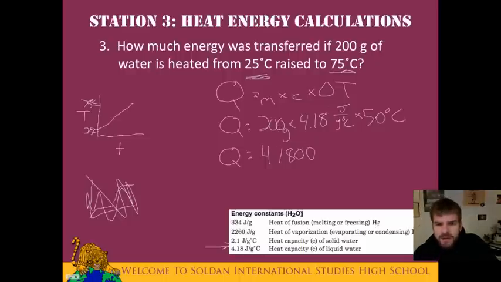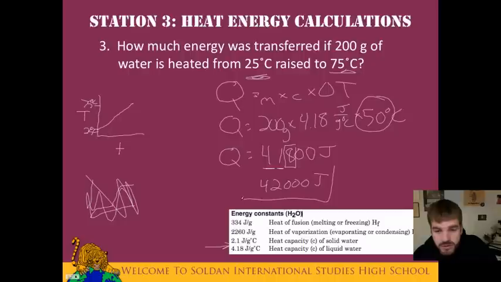Okay, now looking at my significant figures here, this one only has 2, so my answer can only have 2. This one has 3, this one has 3, but this one only has 2. And when we're multiplying, we go with the number that has the lowest. So I need to change this to only 2 significant figures. I get the 4, I get the 1. Behind the 1 is an 8. Well, that 8's going to round the 1 up to a 2. So this becomes 42,000 joules.